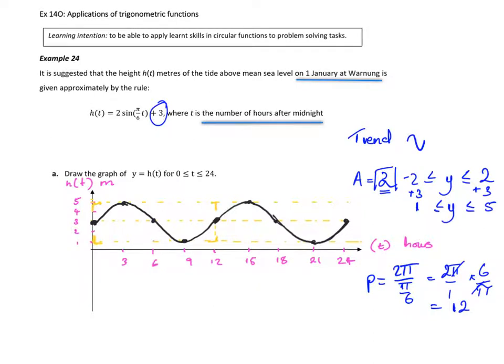Now some of the questions we can actually answer from just looking at the graph. Part B says, when was high tide? So if we look back to our graph, we can see high tide was at t equal to 3 and t equal to 15. Now, of course, that doesn't answer the question because we know that t is the hours after midnight on the 1st of January. So when was the actual high tide? It was at 3 a.m. because that is after midnight, and then 15 would be 3 p.m.